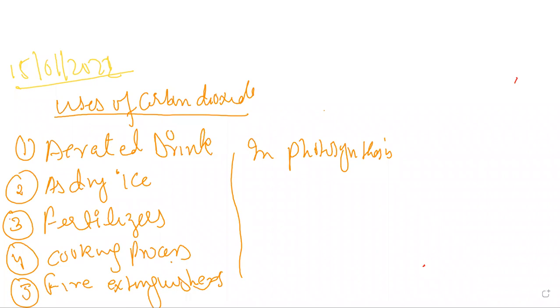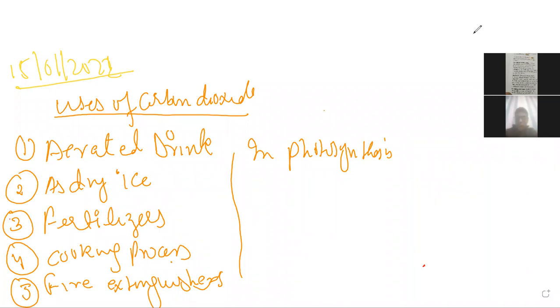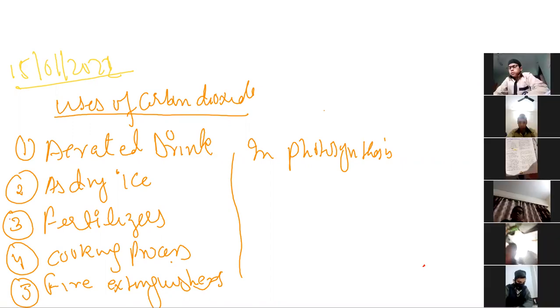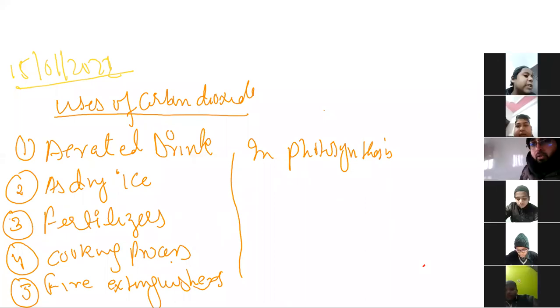Sir, uses of carbon dioxide, there are many uses in making aerated drinks. Carbon dioxide gas, when it is dissolved in water, it forms soda water. And that soda water has a sharp and sour taste because of the formation of carbonic acid. Don't read. Just tell what you understood. When carbon dioxide gas is dissolved in water, it forms soda water.